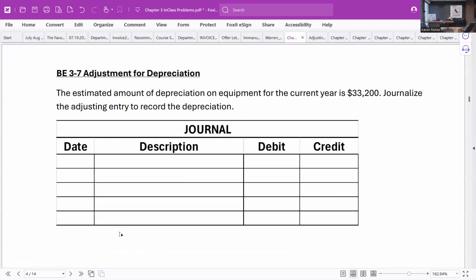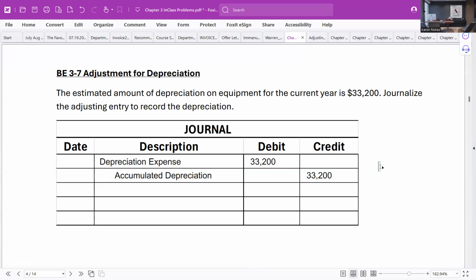Depreciation. Now, the thing I like about depreciation is that it is the easiest adjusting entry, right? Every depreciation adjusting entry pretty much looks the same, right? We're going to debit depreciation expense. In this case, it's for 33,200. And we're going to credit that contra asset account we call accumulated depreciation for 33,200.